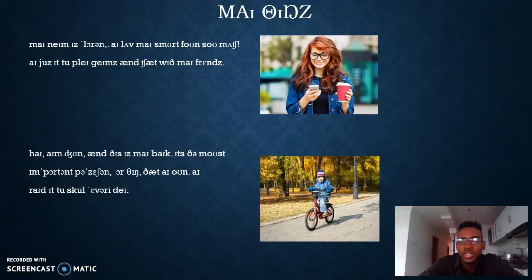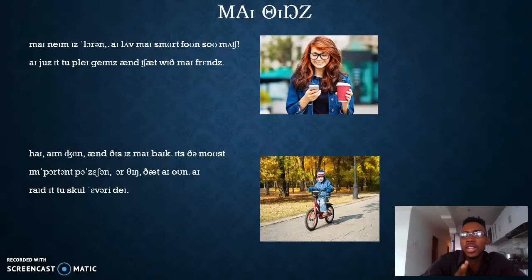So let's use it. I have a title for this topic, and I've called it "My Things," because we are emphasizing just things. In the first picture we can see a girl who has a coffee in her left hand and a cell phone in her right hand. The sentence says, "My name is Lauren. I love my smartphone so much. I use it to play games and chat with my friends." So she uses her cell phone to chat with her friends and play some video games.